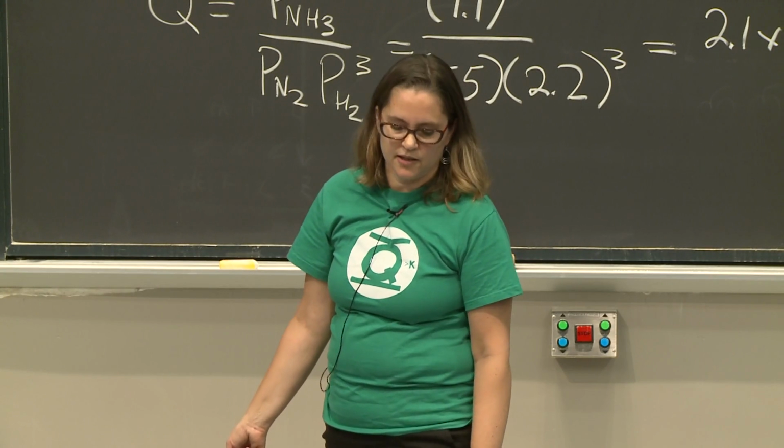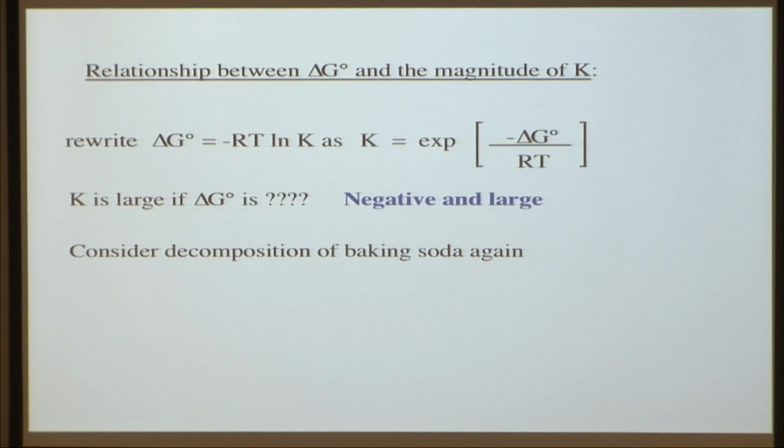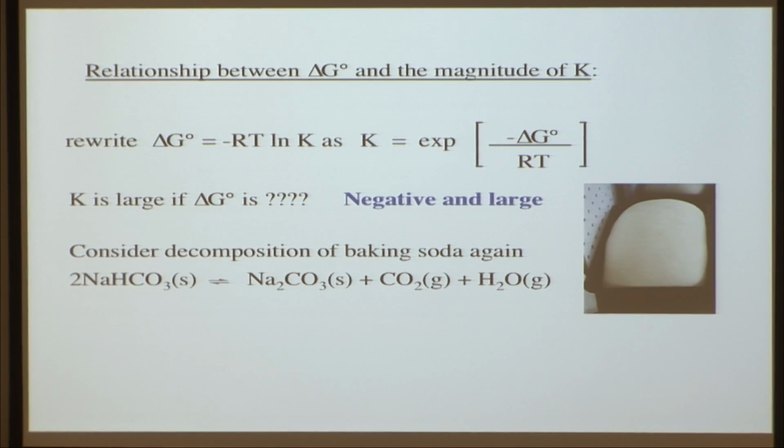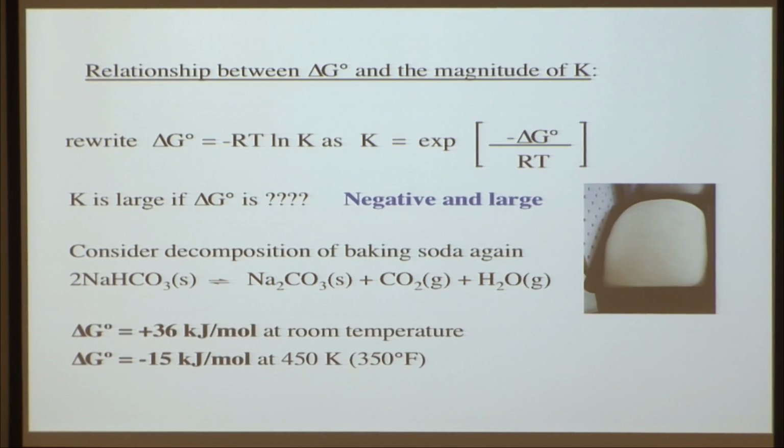So let's consider baking soda again. Baking soda works really well for this unit on thermodynamics and chemical equilibrium. So again, we have our baking soda going to CO2, which is very important, the CO2 gas, which helps our bread rise. And we calculated last week that the delta G naught at room temperature for this process was plus 36 kilojoules per mole. And that would mean that it's not spontaneous in the forward direction, which is really bad for our bread because we need the CO2 gas to cause it to rise.